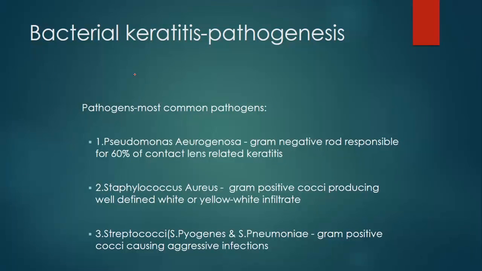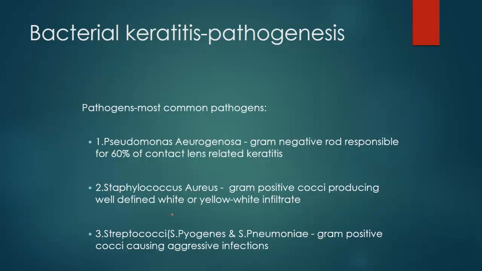So bacterial keratitis is caused by bacteria. Most important are Staphylococcus aureus and Streptococci. These are usual commensals around the eye, and because of certain damage in the eye, it causes bacterial keratitis.